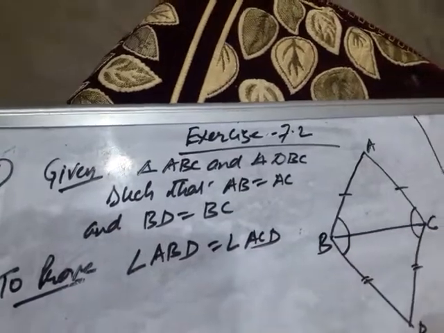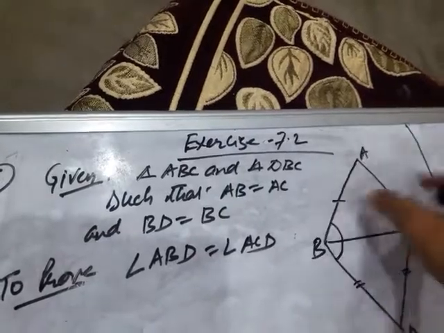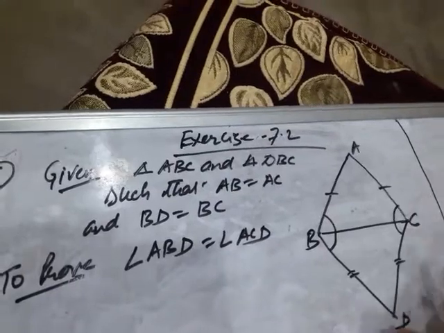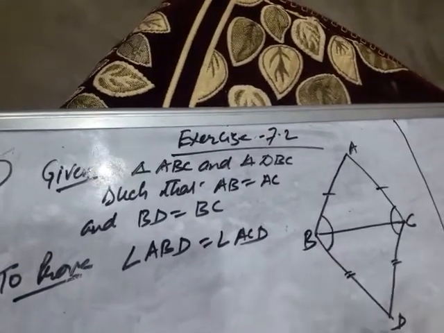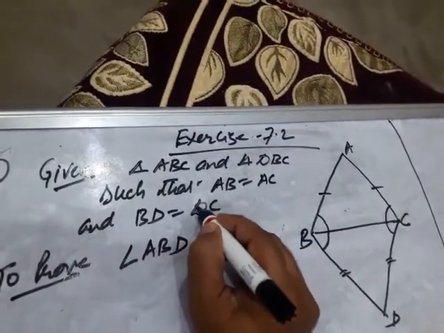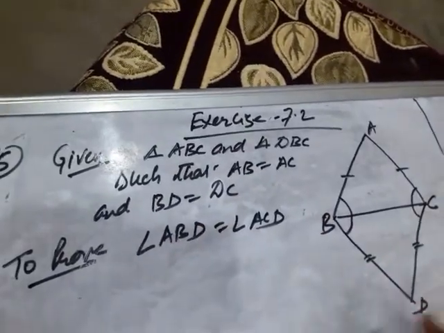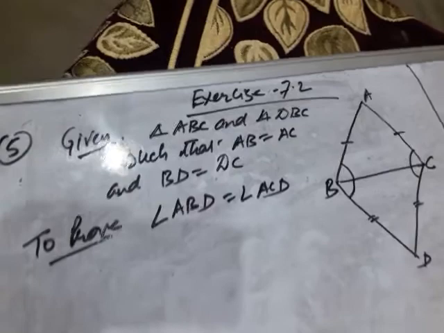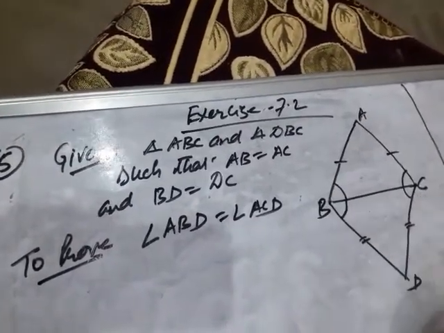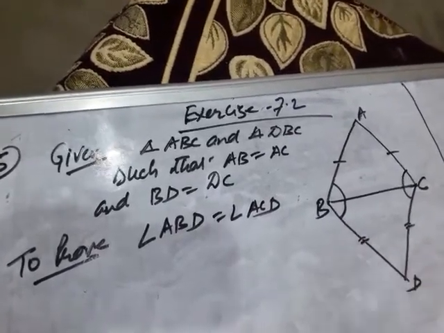Triangle ABC and triangle DBC are two triangles such that AB equal to AC, this side is equal to this side, and BD equal to DC. This is BD equal to DC. Okay. And what we have to prove? We have to prove that angle ABD, ABD means this angle, is equal to angle ACD.